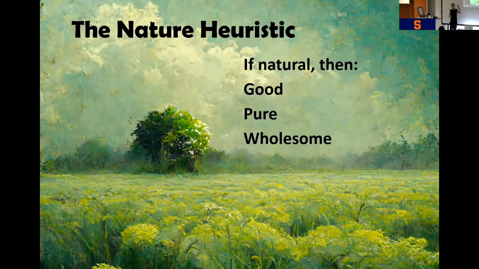So kind of the counterpoint to the machine heuristic is the nature heuristic, also known as the naturalistic fallacy. If it is natural, then it is good and pure and wholesome. This is the heuristic that underlies the Whole Foods movement. And it also underlies the anti-vaxxer movement, right? Because that is not a natural thing and therefore it is bad.